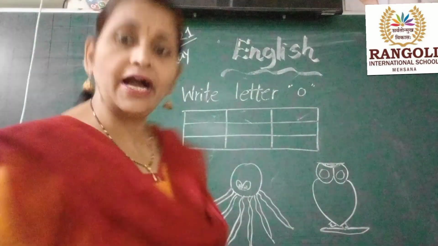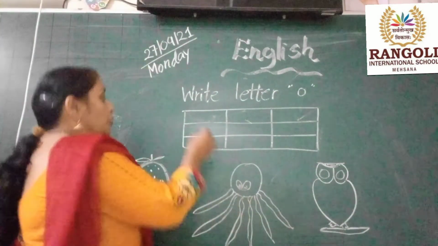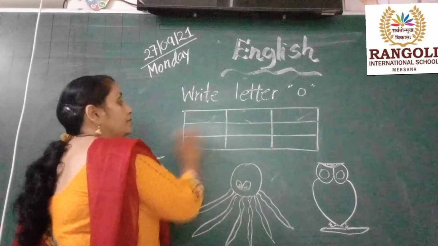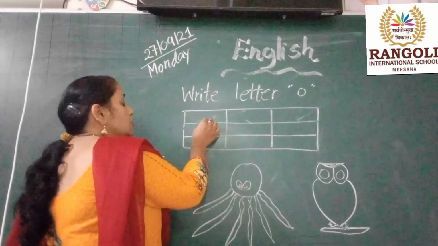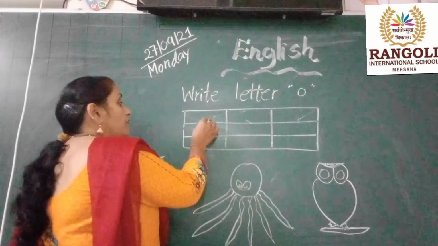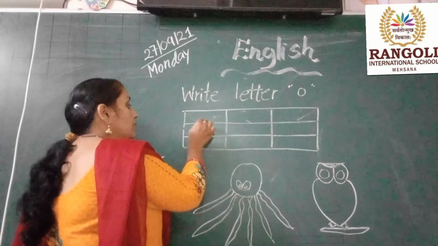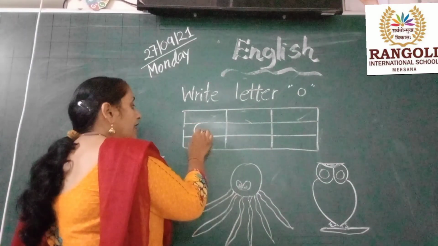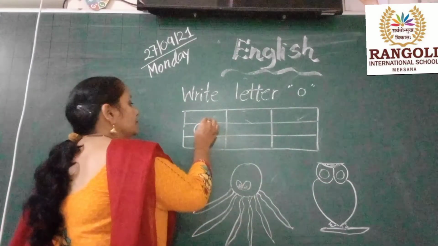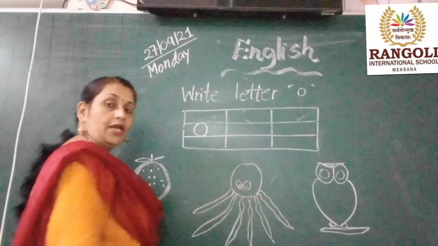How do you have to write? Look on the board. You have to write only in this blue box. Okay? So, put your pencil on the first line, then top, then reverse top. Circle line. Okay? O.